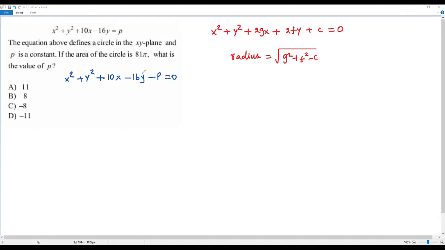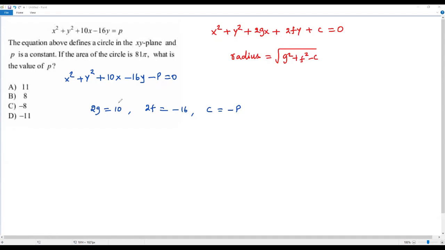To get the value of g, we consider the coefficient of x. Here the coefficient of x is 2g, and the coefficient of x is 10, so 2g = 10. The coefficient of y is 2f, and here it is −16, that is 2f = −16. The constant term is c, and here the constant term is −p.